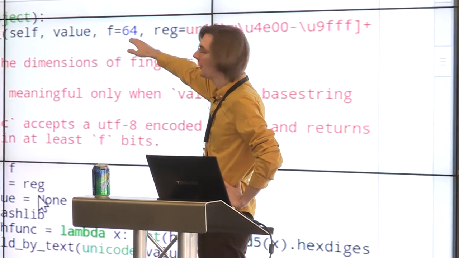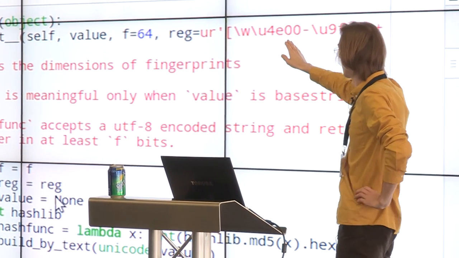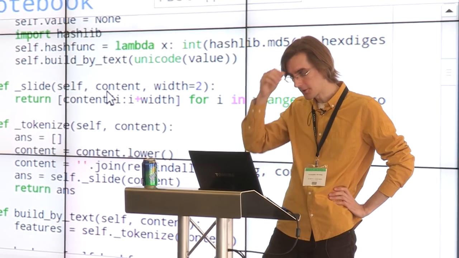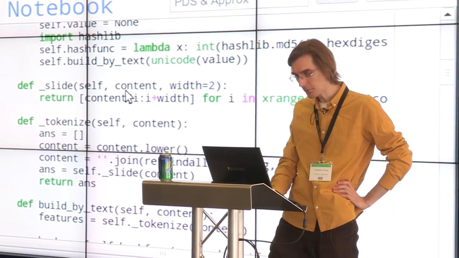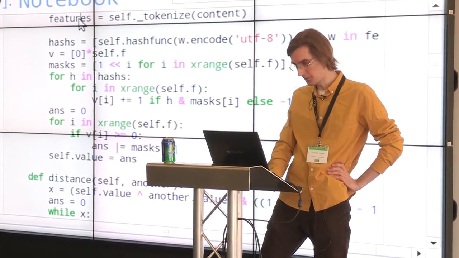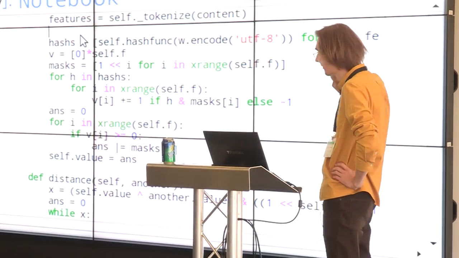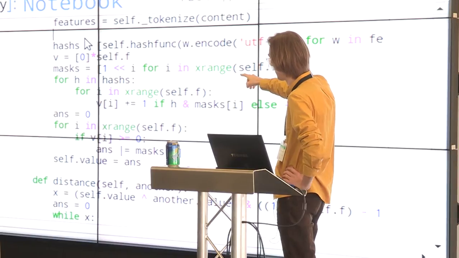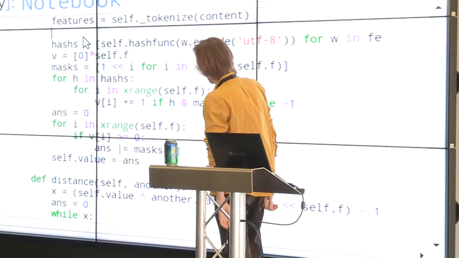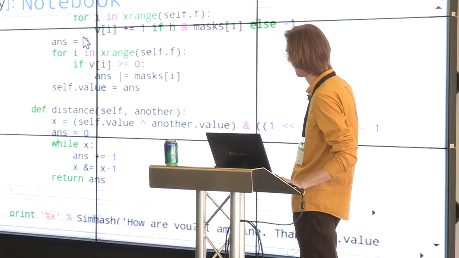This is the number of features, so we're chunking our input value. We're chunking it into 64 features. It's a regular expression to tokenize it. And here we tokenize features using that regexp, and then slide through that content. For each feature, after we build these features, we basically perform the function you've seen in that algorithm. We take a hash function and do very simple permutations using some tricks. Believe me, it's just a Perl version of what you've seen on this slide.